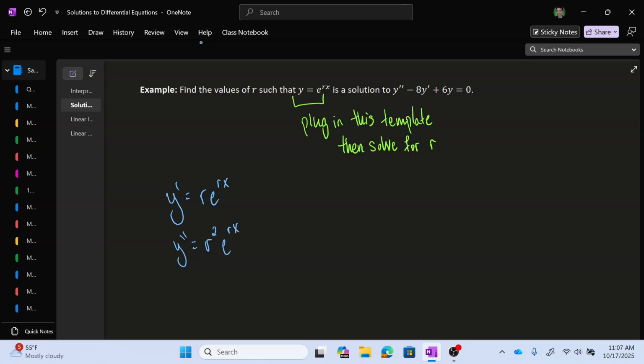Now I take this first derivative and this second derivative and the original function, and I plug that in to the ODE that I was given.